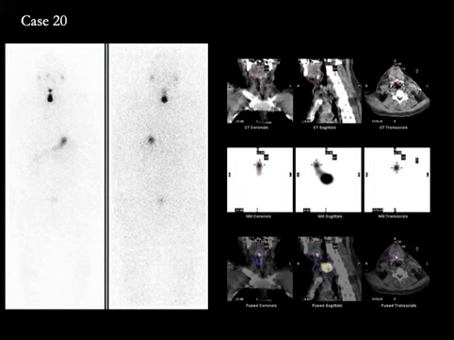Case number 20, here we have a patient with history of thyroid cancer, post-thyroidectomy, and we did an I-131 whole body scan in anterior and posterior projections.